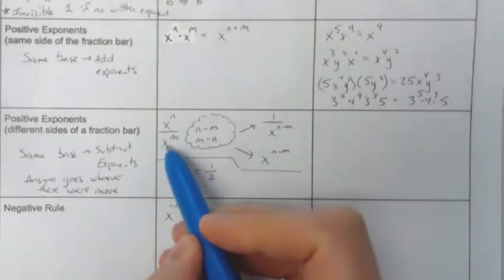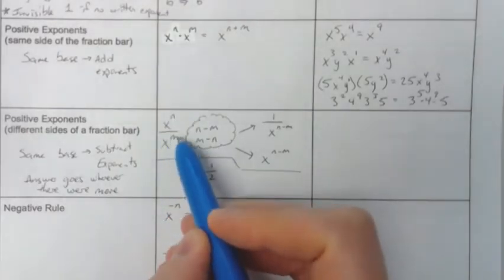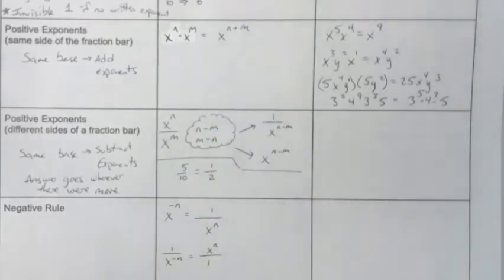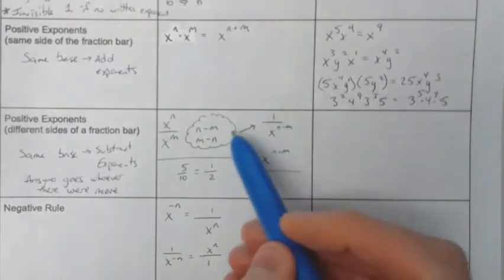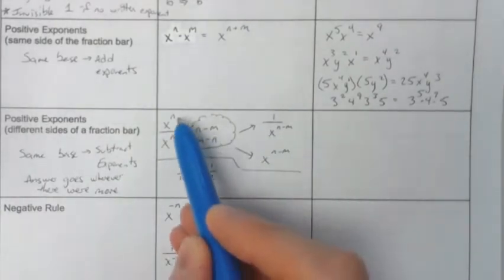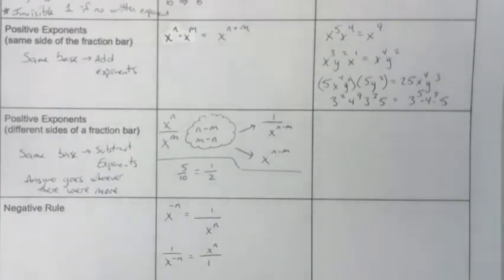When I have the same bases, x and x, I'm going to look at the exponents, subtract them in either order, and the answer either goes on bottom if the bottom one was bigger, or on top if the top one was bigger. Let's see a few examples.